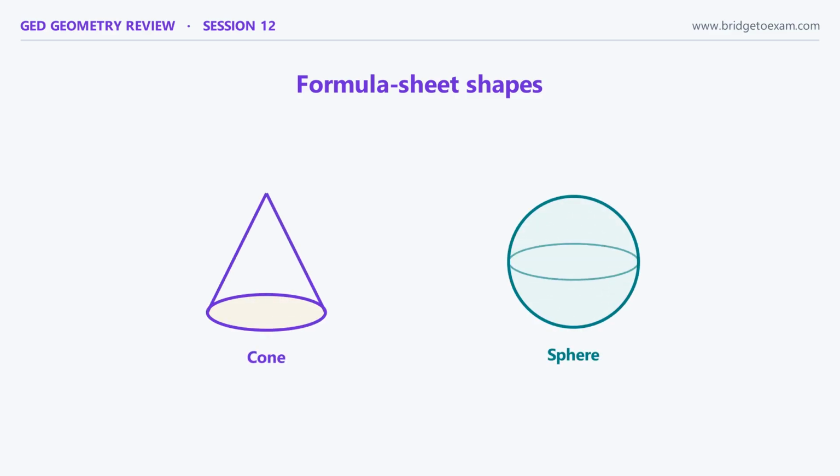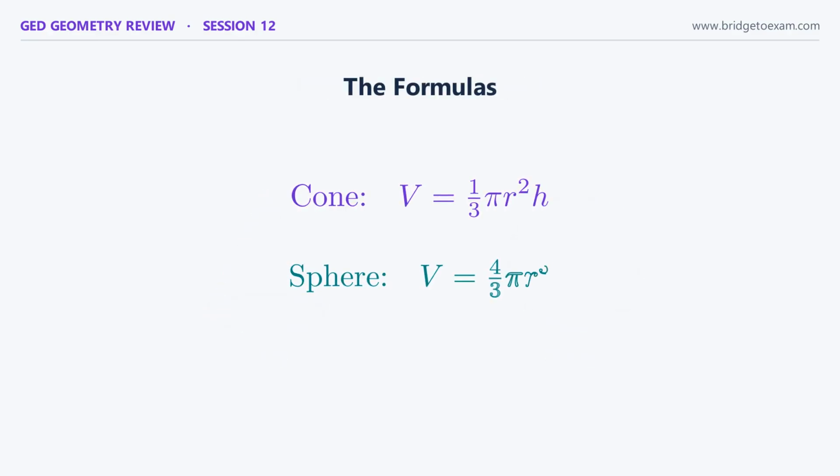Cones and spheres are classic formula sheet shapes. You will be given the formulas on the test, so the skill is substituting carefully and not forgetting the fractions. Here are the two formulas. A cone's volume is 1/3 pi r squared h. A sphere's volume is 4/3 pi r cubed. Notice the cone has a 1/3 out front, and the sphere uses r cubed.